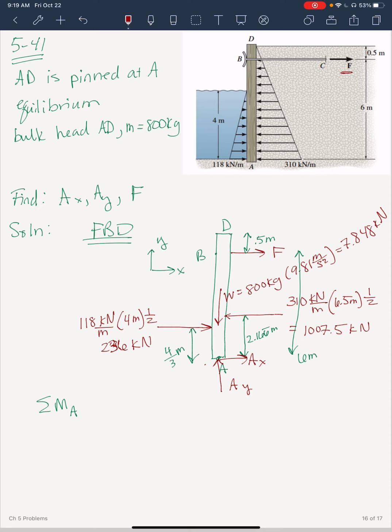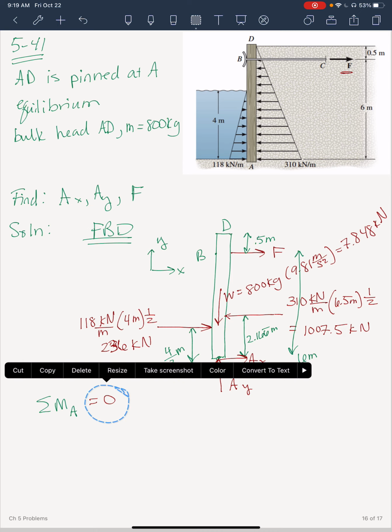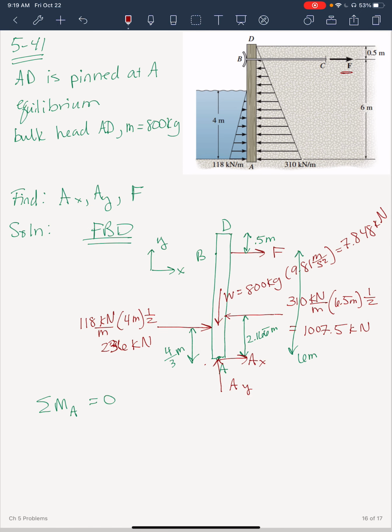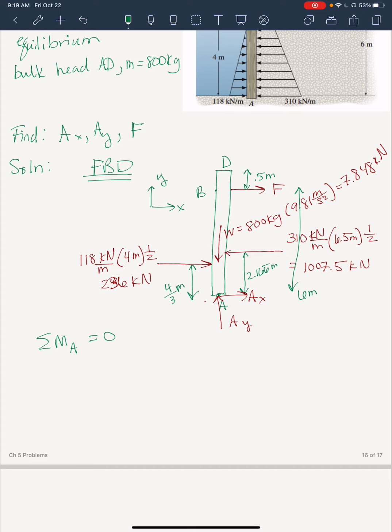So I'm going to sum the moments about A equals 0. And I picked that one because we know the least about A. We have two unknowns at A, so we should be able to solve for F if we do it this way. So sum of the moments about A, and let's do coming out of the board is positive, so that 236 kilonewton force. If we do our hand from A up to that force, do our fingers in that direction, my thumb's pointed into the board, so that's a negative moment. So negative 236 kilonewtons times that moment arm, which is 4/3 meters.